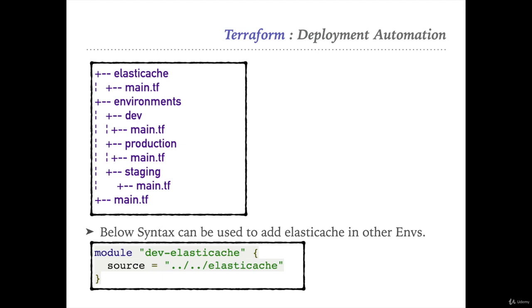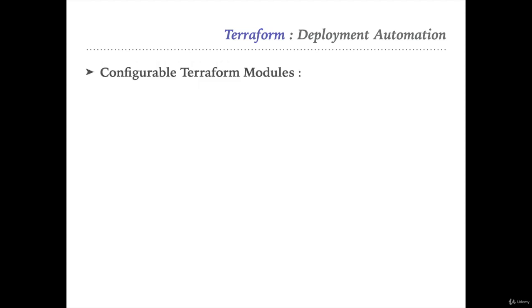Similarly, in production we will define the module production hyphen elastic cache. In staging we will define module staging hyphen elastic cache. The only thing you need to remember is that you should change the module name in each environment, right? Module name means the name which you define for your module inside your configuration file. The source will be the same for all of the environments. This way we define the elastic cache definition in one place, and we use the same definition inside dev, production and staging without copying anything duplicate. We have seen the first definition of the module, which is reusability.